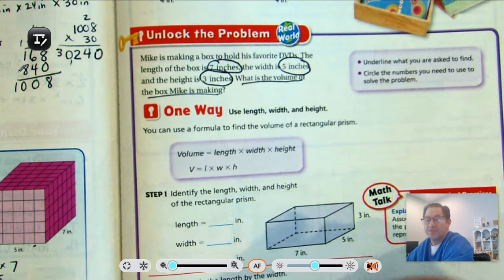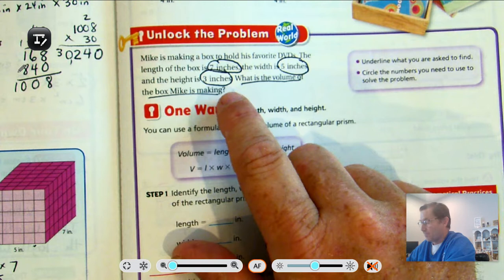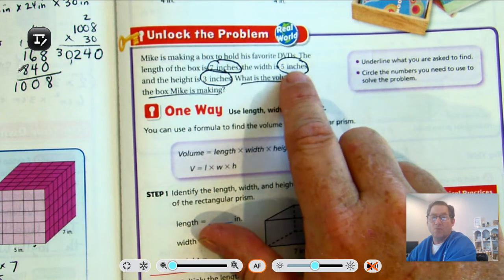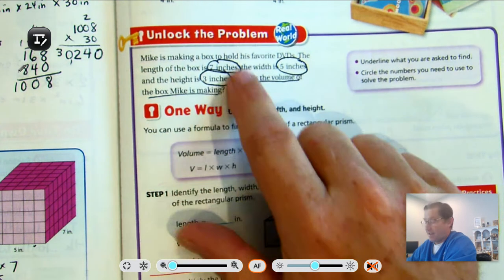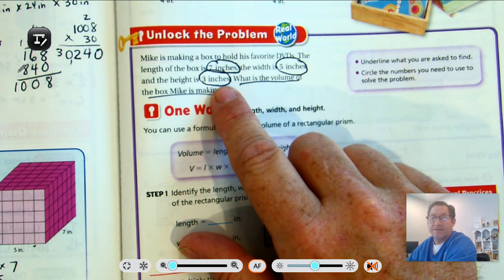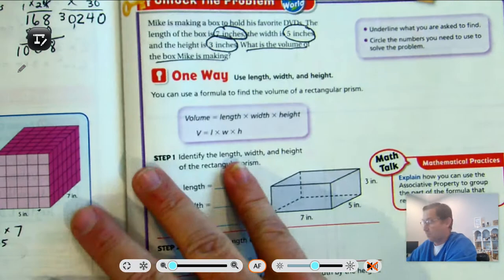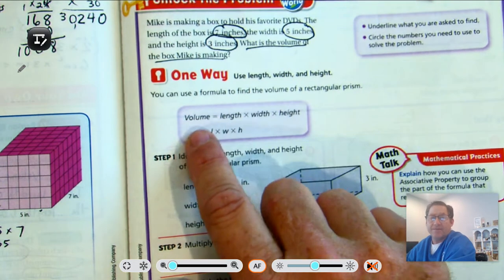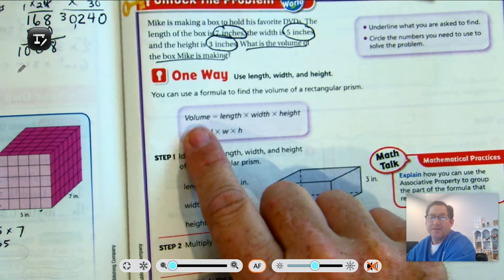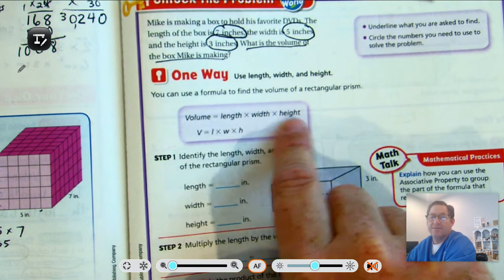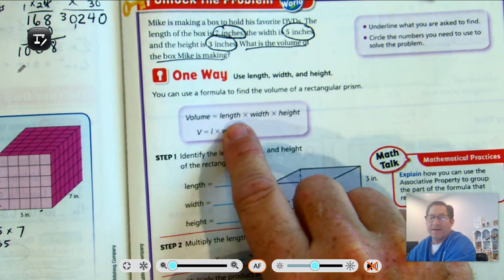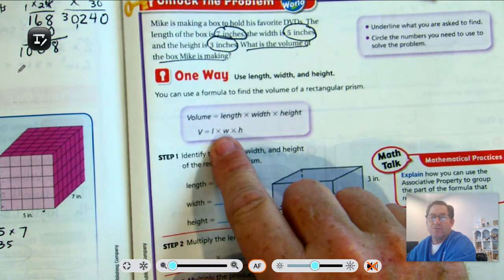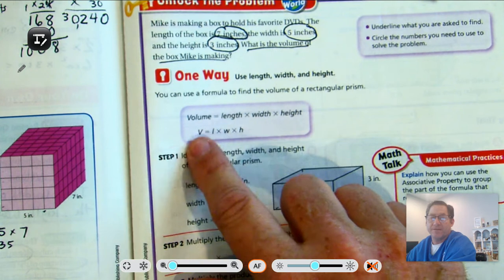Well, since volume refers to a three-dimensional shape, we need the length of the box, which is 7, the width, which is 5. That'll be the base, right? And we need to know that there are 3 layers, basically, 3 inches tall. So one way we can solve this is to use length, width, and height. The formula would be volume is length times width times height. Now we don't want to write out length, width, height every time, so we're going to just use L for length, W for width, H for height, and V for volume.